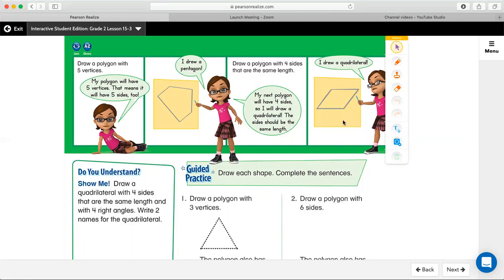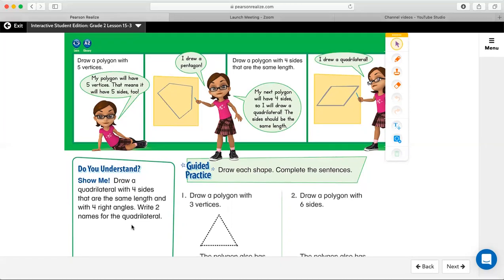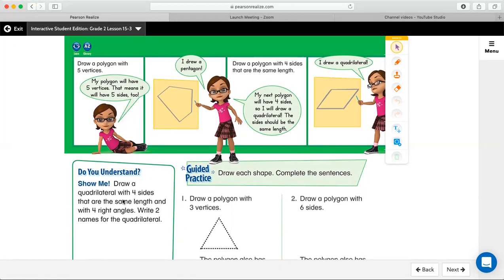She drew kind of, if we took a square and kind of angled it a little bit, almost smushed it and tilted it a little bit. Okay. So let's look at this do you understand box here. Draw a quadrilateral with 4 sides that are the same length and with 4 right angles. Hmm. Well, we have talked about this shape before. This is a shape that you know that has 4 sides and 4 right angles.